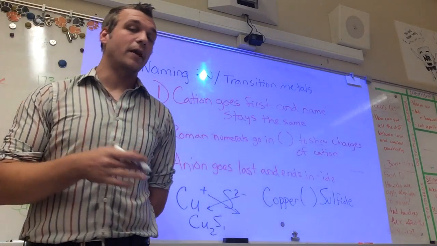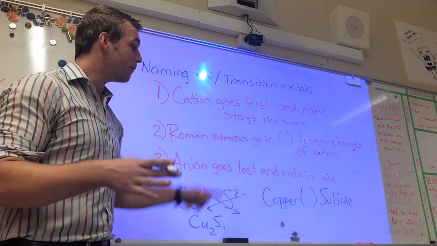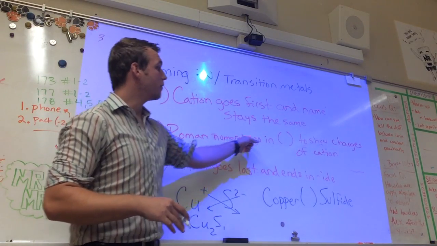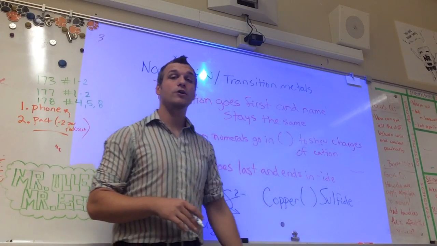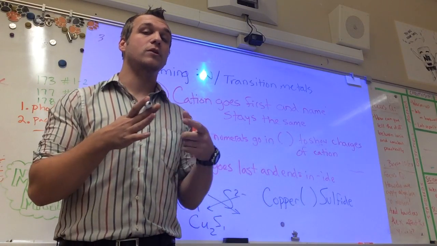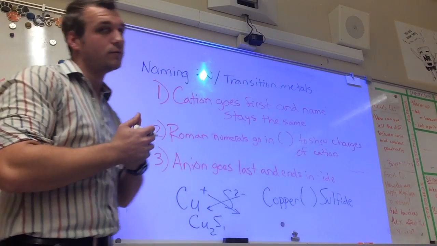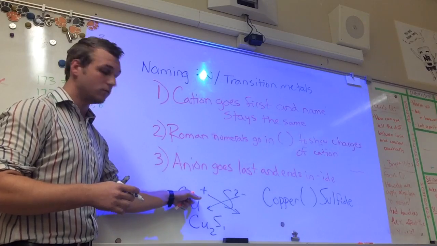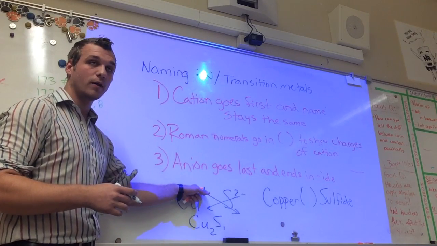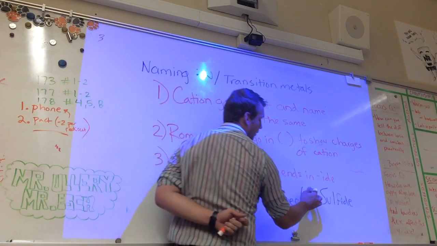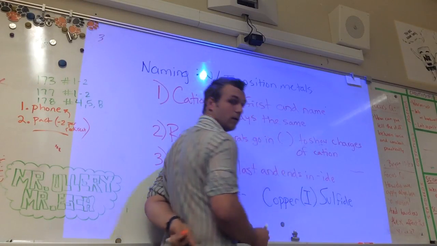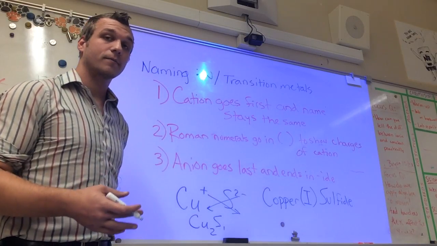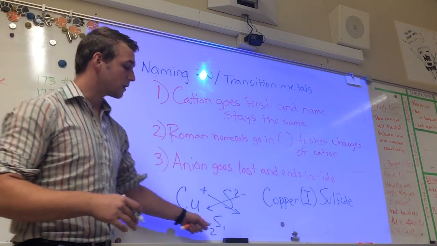Last thing we have to do to name these is put information inside those parentheses. Roman numerals go in the parentheses to show the charge of the cation. Do not put the charge of the anion. Okay? So what this means is the charge of the cation right here is positive 1. So you put Roman numeral 1 right there. So it would be copper 1 sulfide. Okay, that's how you would name this compound right here.